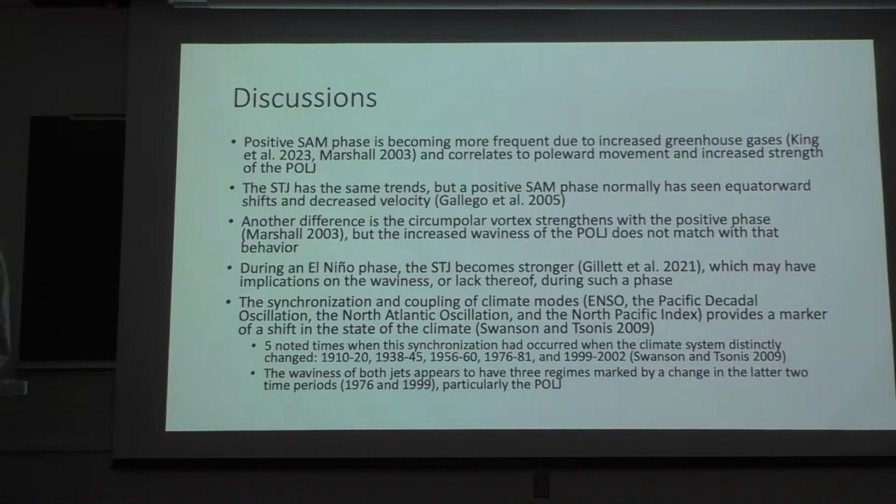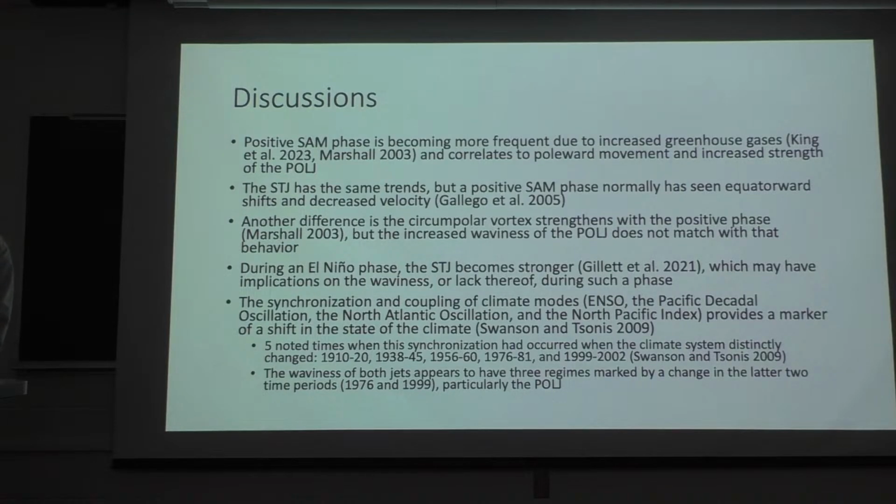Positive SAM phase is becoming more frequent due to the increased greenhouse gases, and that correlates to a poleward movement and increase of strength in the polar jet. The subtropical jet has the same trends, but a positive SAM phase normally has seen an equatorward shift and decreased velocity in previous studies. Another difference is the circumpolar vortex strength with the positive phase, but the increased waviness of the polar jet does not match with that behavior.